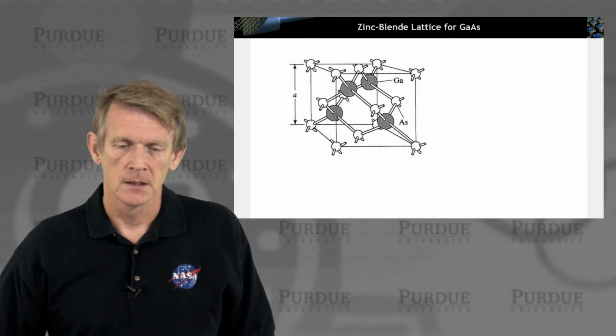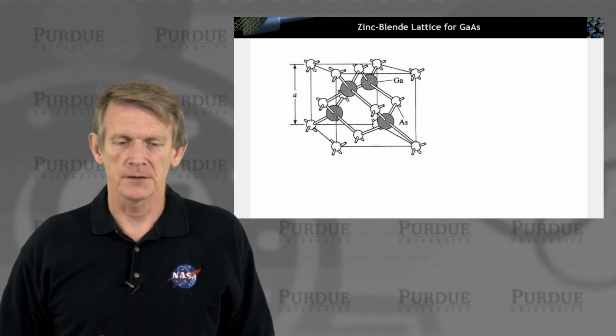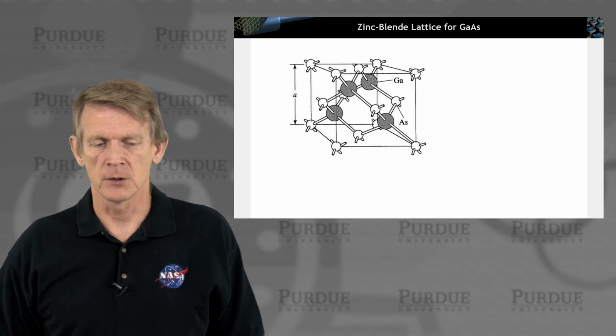Here's another one that we deal with in electronics very often. It's gallium arsenide, and actually silicon is very similar.